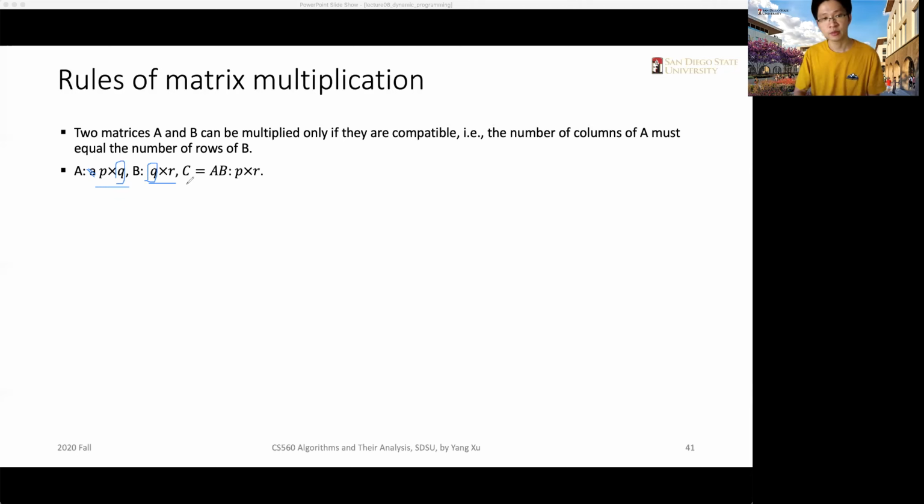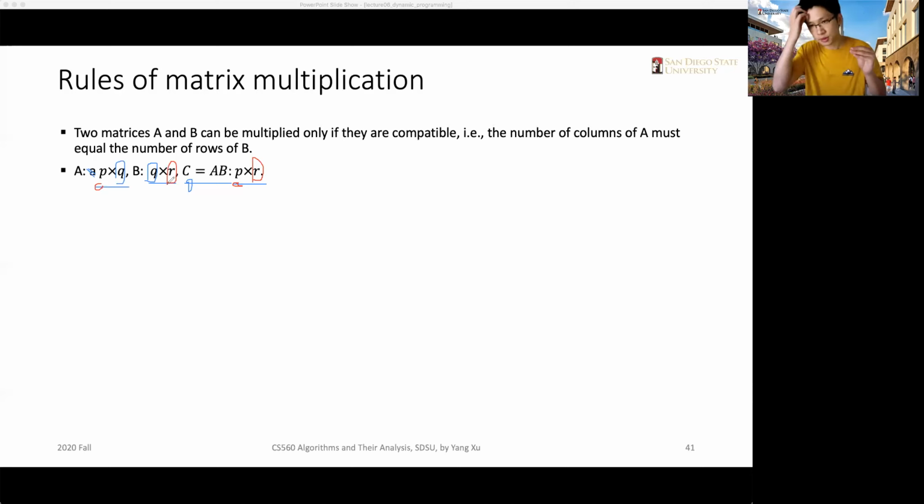So the result of multiplying A and B together is another matrix, and we name it C. And the dimension of C is also determined by A and B, which is P by R, P rows and R columns. Okay, so now we can notice a property of C: the number of rows P is exactly the number of rows of A, and the number of columns R is exactly the number of columns in B, right?